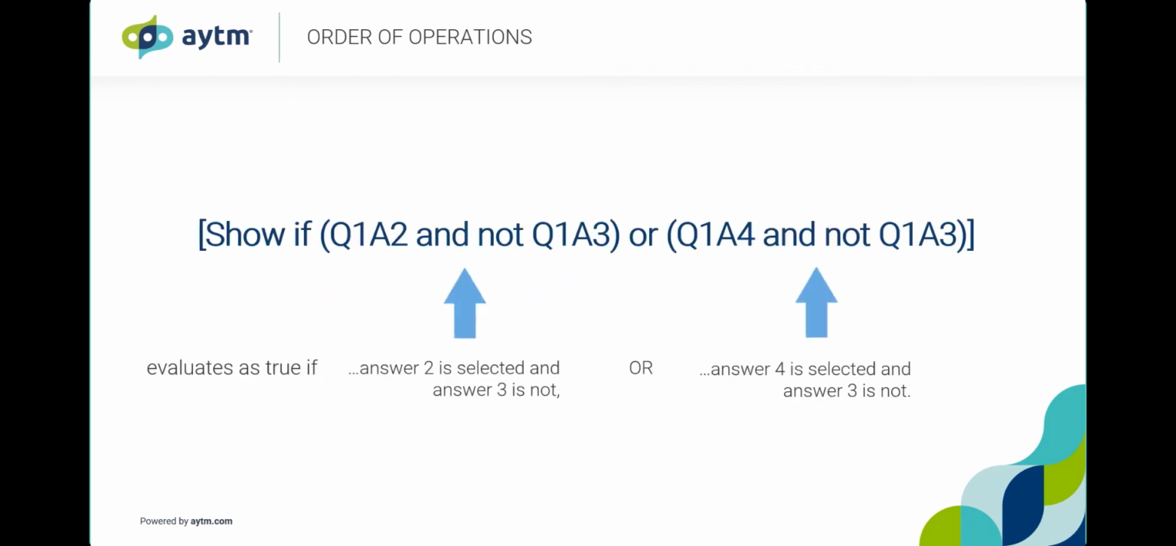And finally, it is possible to include multiple groups of conditions within parentheses together in one statement using logical operators, like this. The item we're telling the platform to show will only show as long as either answers 2 or 4 are selected and answer 3 is not. Remember, the platform will evaluate statements within parentheses prior to evaluating any statements out of parentheses.